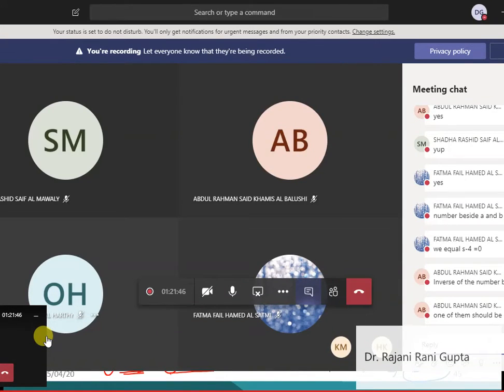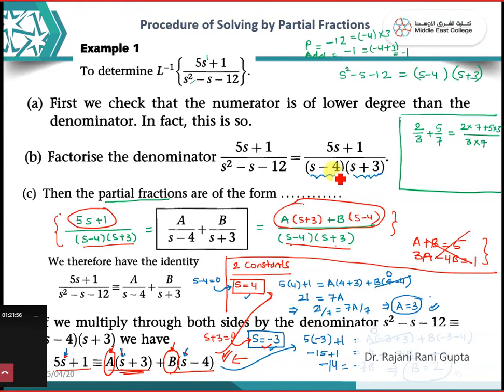Inverse of the numbers beside s, and one of them should be 0. Yeah, it can be in that way, but the easiest way, yeah, Fatma, you got it. So how do you get the idea? Generally it comes from the denominator of the question. Okay, so now what next?